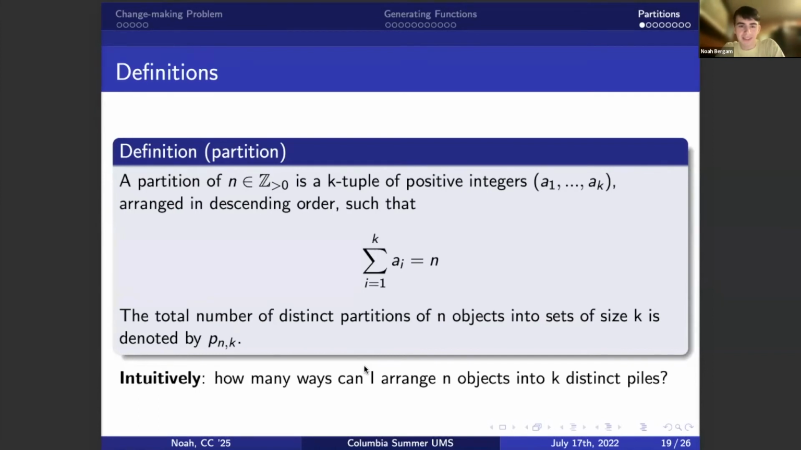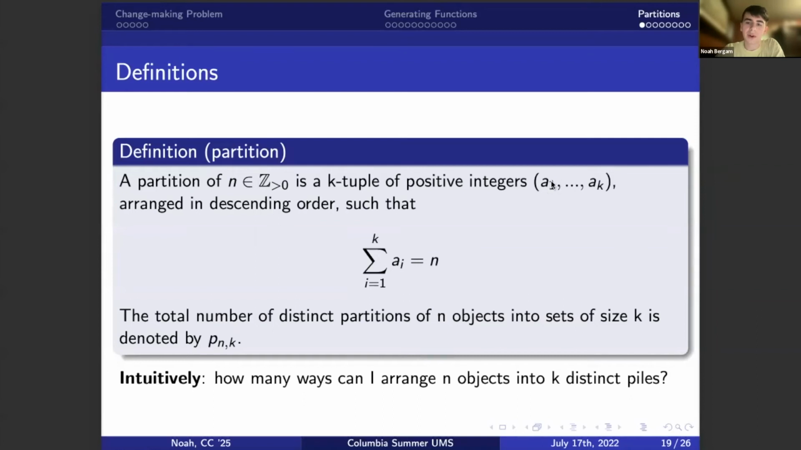The way I tried to formulate it mathematically is a little opaque at first. A partition of some positive integer n is a k tuple of positive integers. Since it's positive integers that you're adding up, ultimately k has to be less than or equal to n. But it's a k tuple arranged in descending order, and this order is just so that we can distinguish between the different partitions easily. And essentially these a's add up to n. So every value in this little bucket adds up to n.